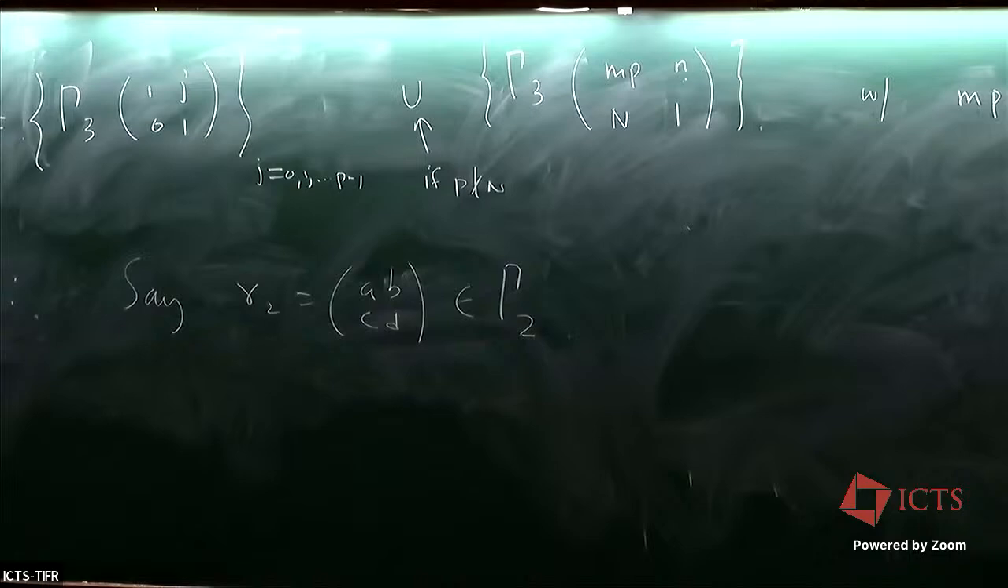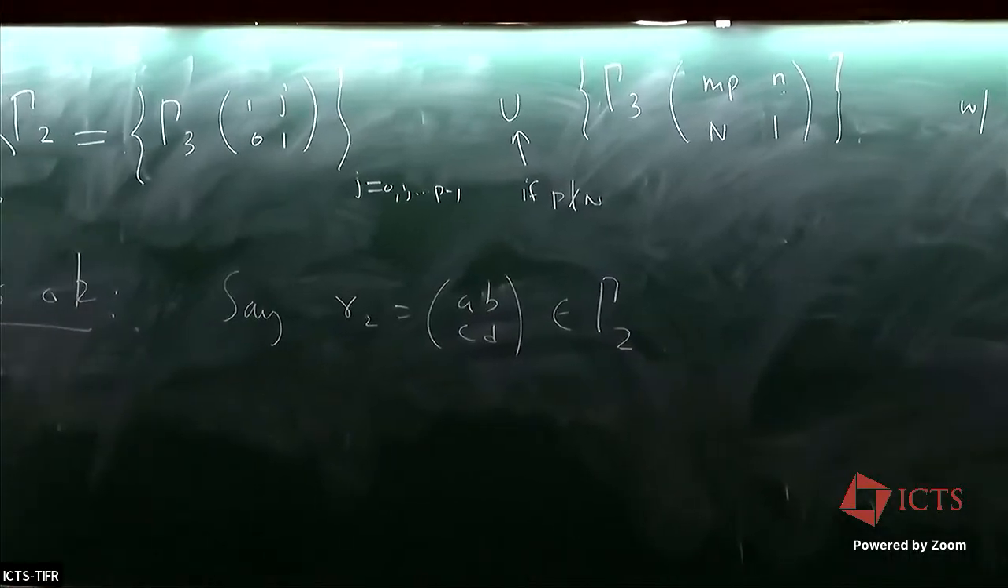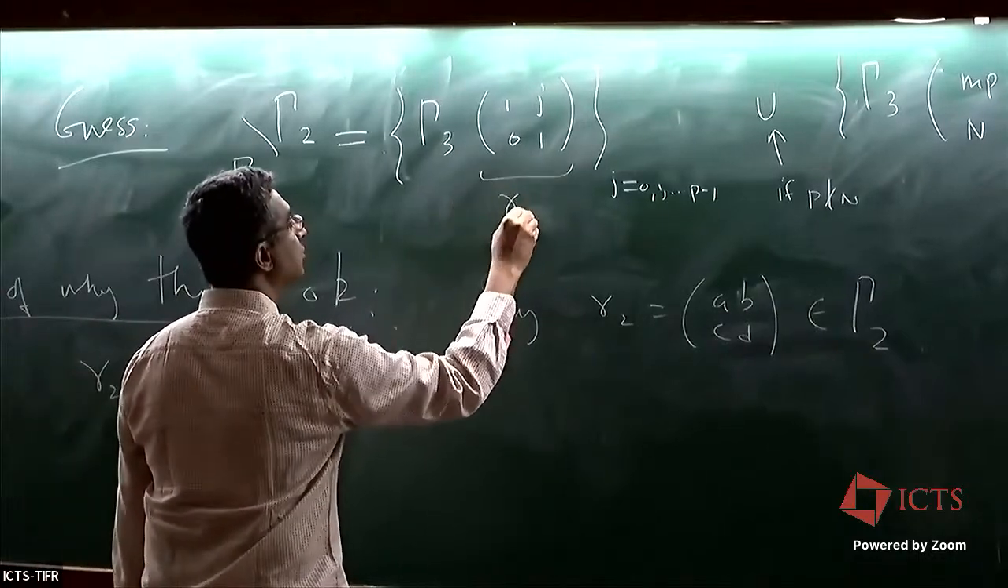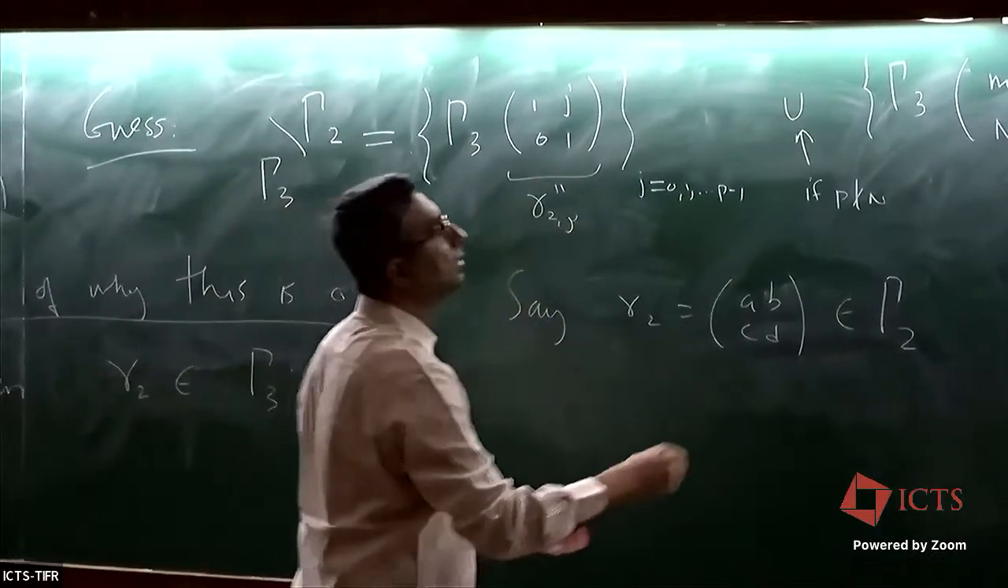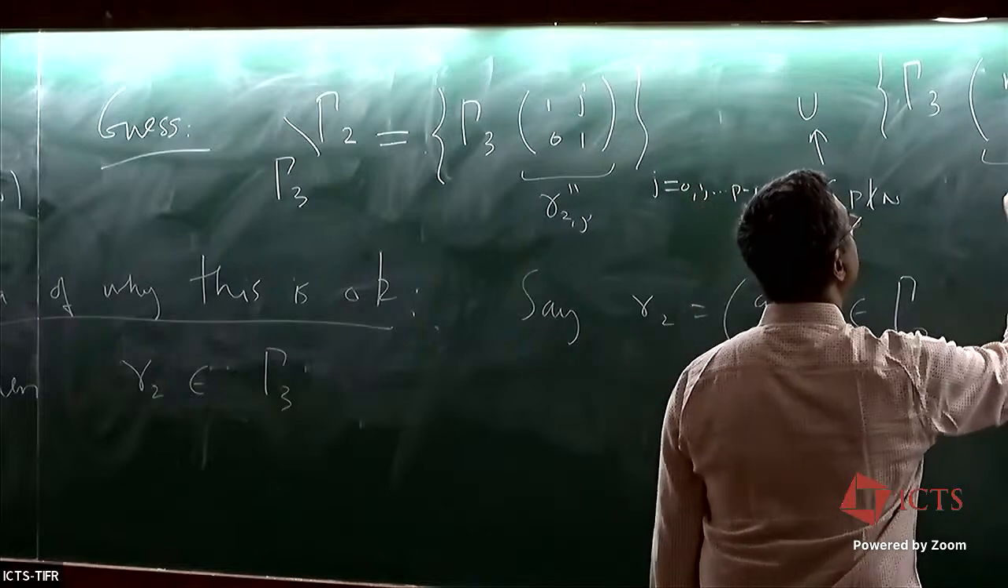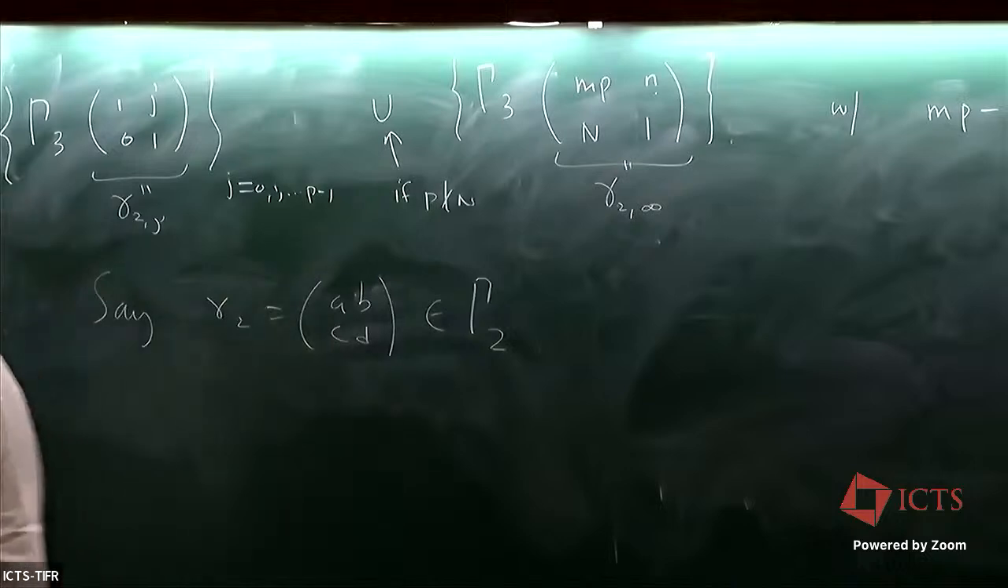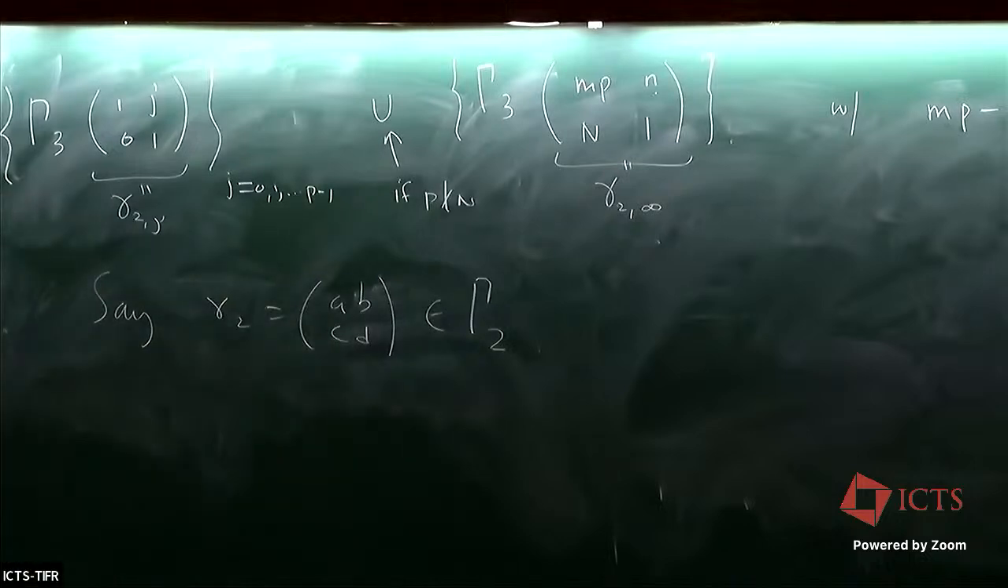What does it mean for gamma 2 to belong to, let's say, one of the first cosets? Gamma 3, let's call these names. Let me call this gamma 2J, which was the old notation over there. Let's call this gamma 2 infinity, slightly new notation. So J varies between 0 and P minus 1, and then gamma 2 infinity. So let's work with the first part. So suppose gamma 2 belongs to gamma 3 times gamma 2J.